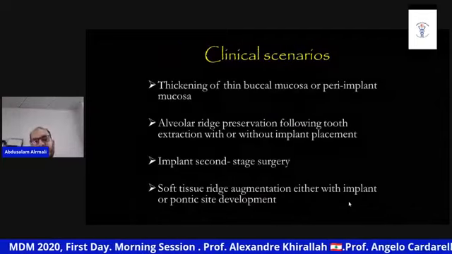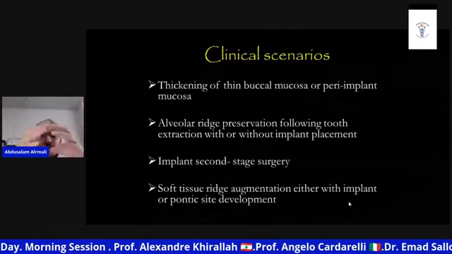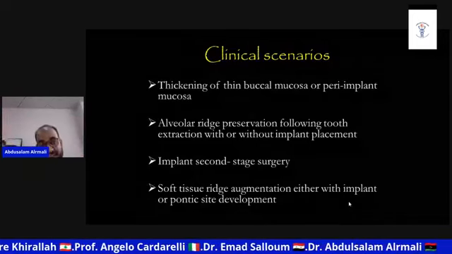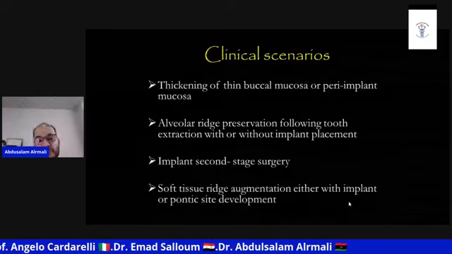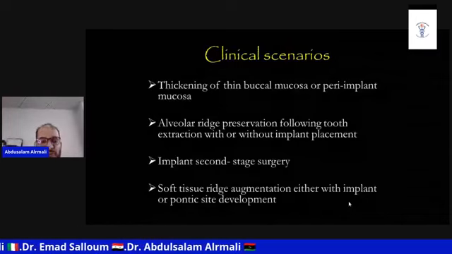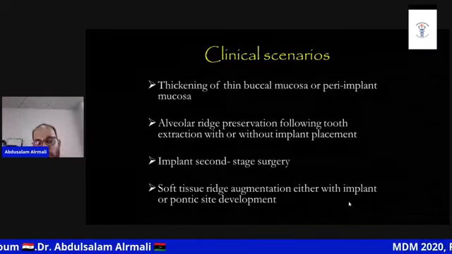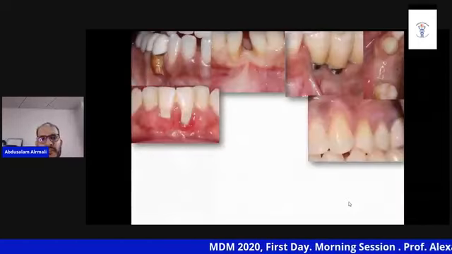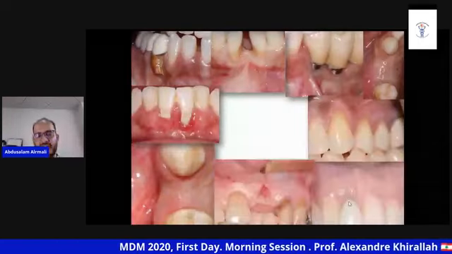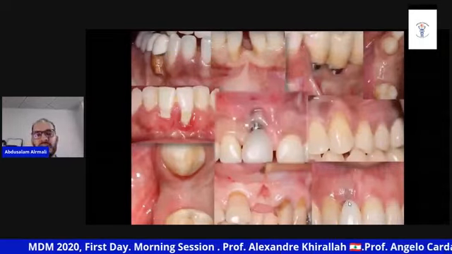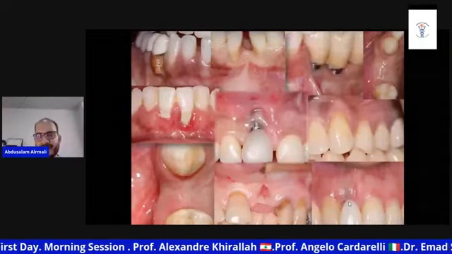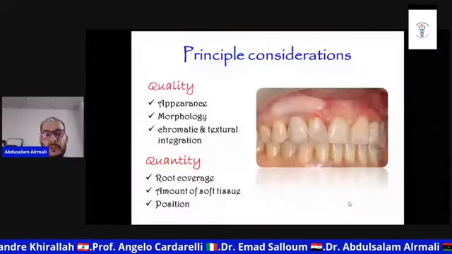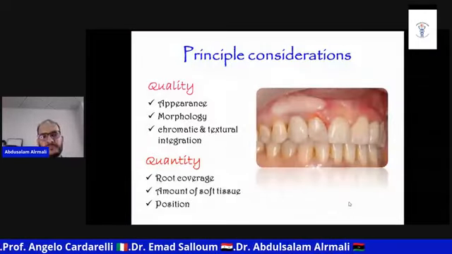So our aim, in some clinical scenarios, is thickening the soft tissue of the buccal mucosa. Another factor is the stage: you have to consider soft tissue graft or soft tissue augmentation either with implant placement, at the second stage, or later on. There are many cases of soft tissue deficiency, either around the teeth or around the implant, sometimes during the second stage, sometimes as a complication reported after placing the prosthetic part.